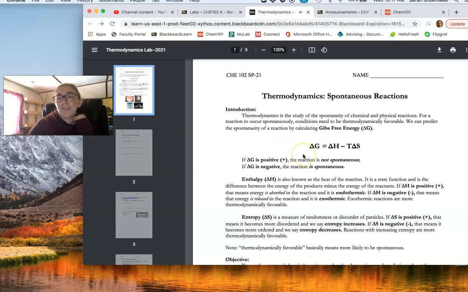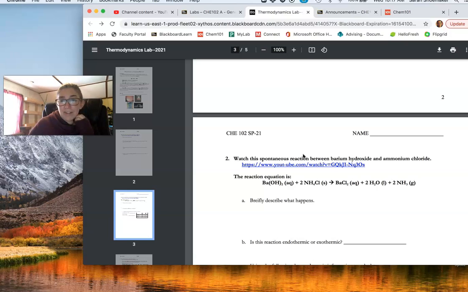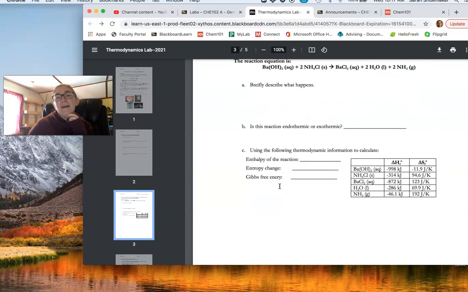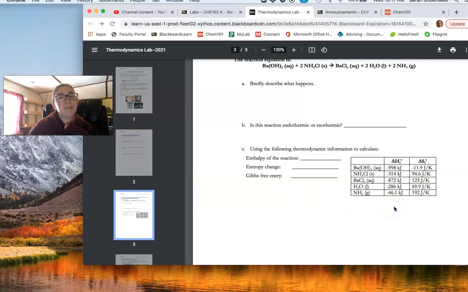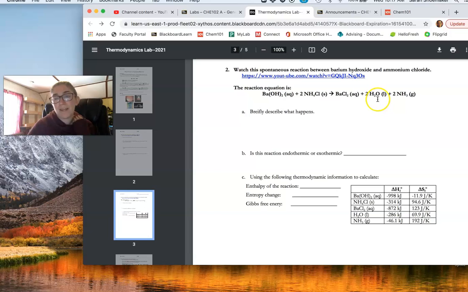So then I have some questions about that one for you to answer. Again, I want you to write your observations down, briefly describe what happened. And then this is sort of a little bit more of an application problem. So this is thermodynamic information that I looked up for all of the substances in this equation, and here's the equation. I don't make you write it out.